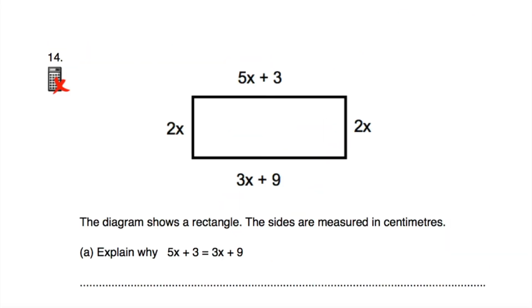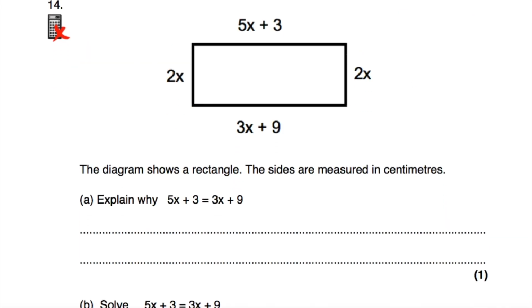Okay, let's have a look at our next question, question number 14. We've got this rectangle, and the length of it here is 5x plus 3. We've then got the width is 2x. We've then got this length is 3x plus 9. Well, that's interesting because they're the opposite sides of a rectangle, so they've got the same length as each other. And then the left-hand side is 2x.